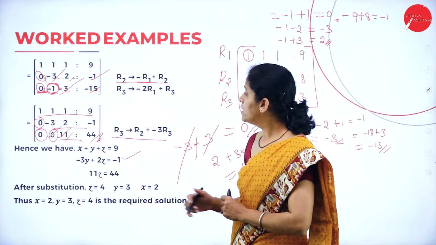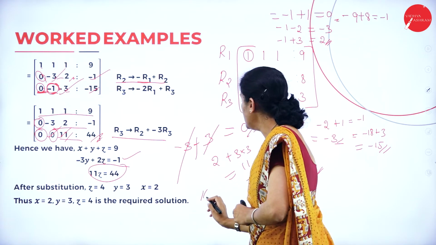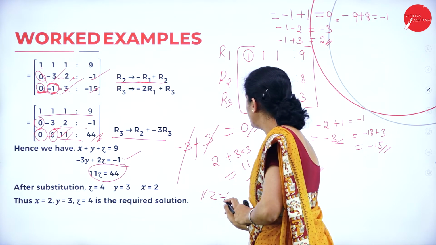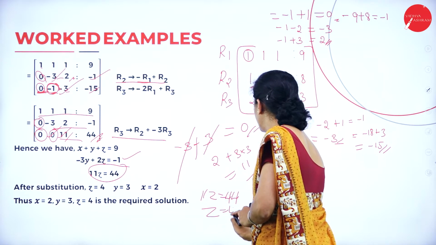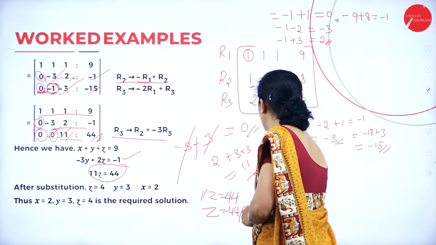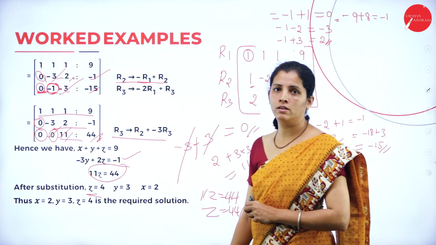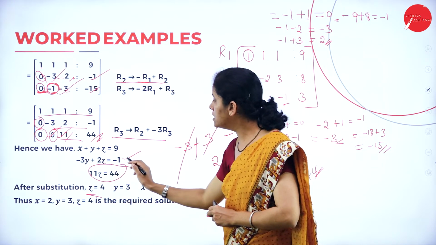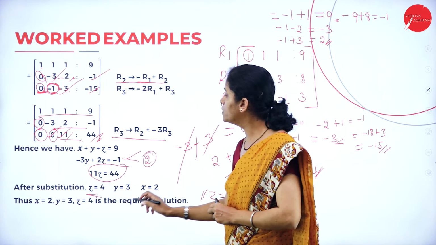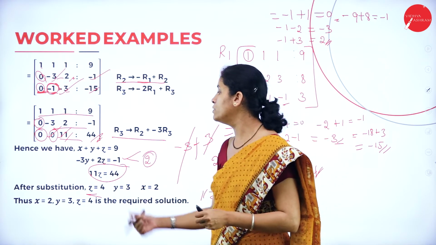Now, when I simplify this, I have 11z equal to 44. So, z equal to 44 divided by 11. I will get the answer 4. Now, I am going to substitute this 4 in equation 2. Wherever I have z, I am going to substitute the value 4.